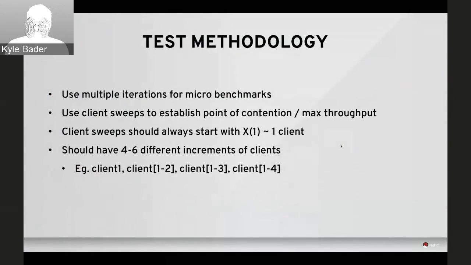When you're doing these client sweeps, you should always start with 1 client instead of starting at 2 or 4, depending on how many clients you have. By starting at 1, you can measure the efficiency of adding additional clients, right? So if you have 1 host and it's able to do 250 IOPS, and you add in a second host and it does 200, and that one does 240, then the efficiency has gone down a little bit, and so it enables you to see what you want.